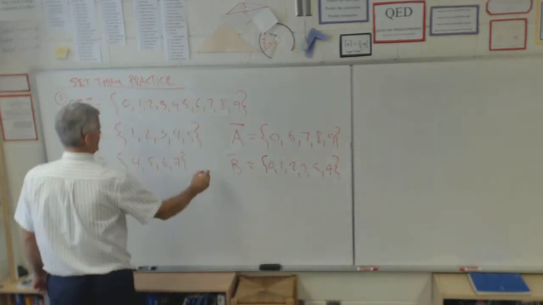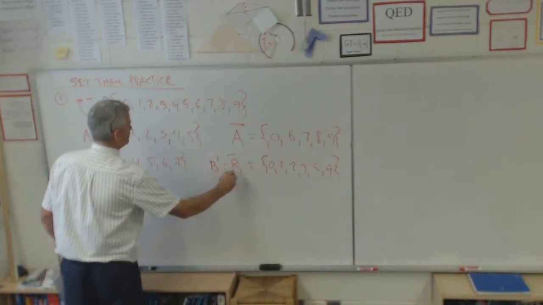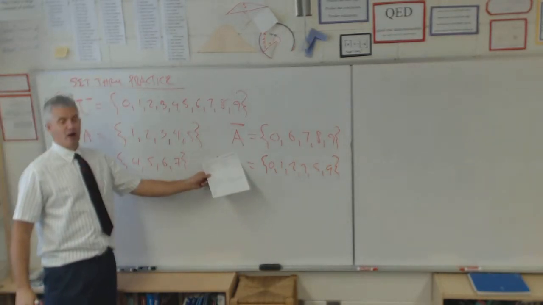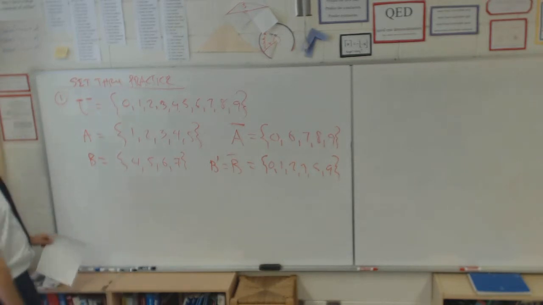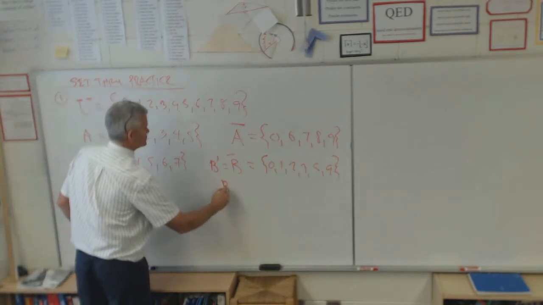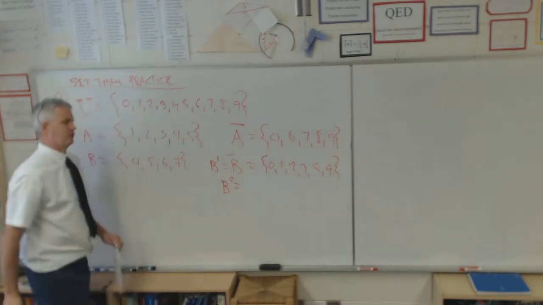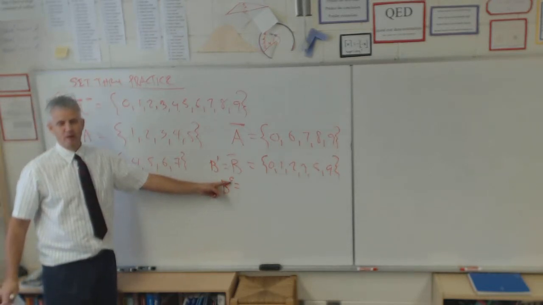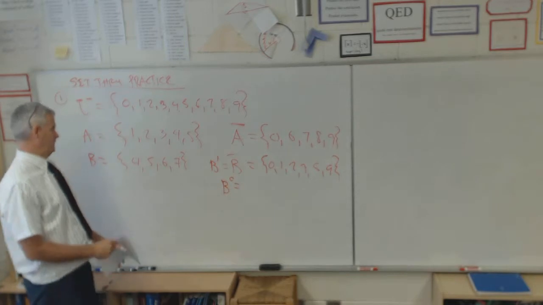You'll also see the notation sometimes B prime. A little apostrophe pronounced prime. B prime and B complement are the same. They're the complement of B. There's a lot of different notations for this set theory stuff. Some authors will put a little C there for complement. A little C for the complement.